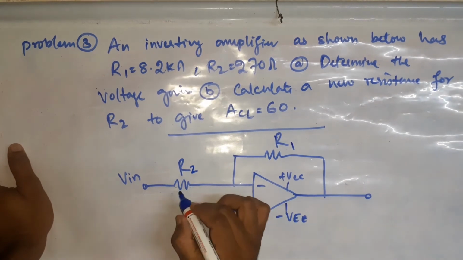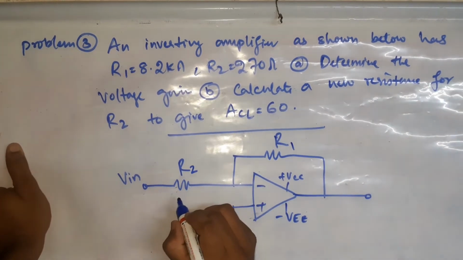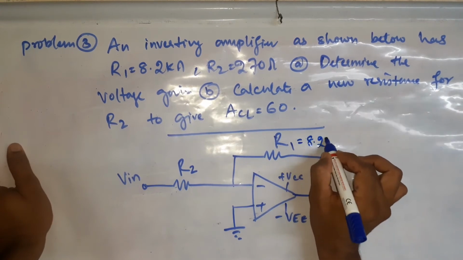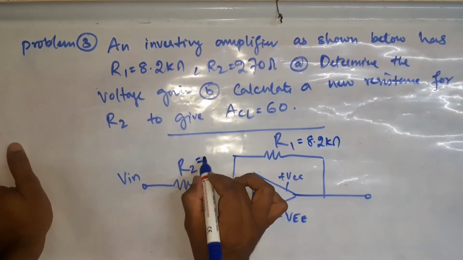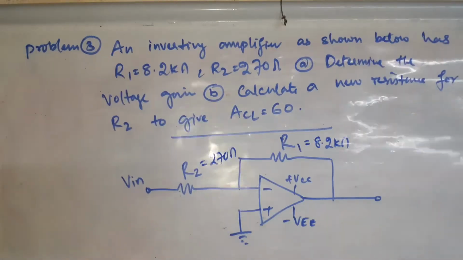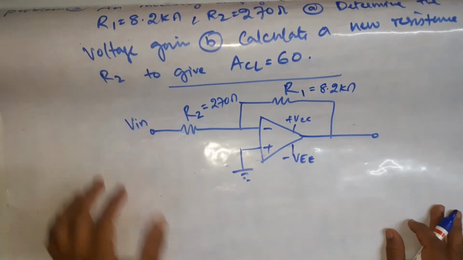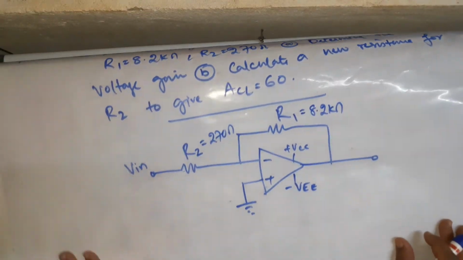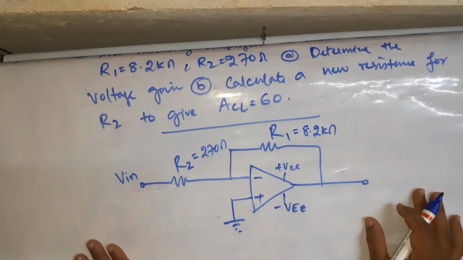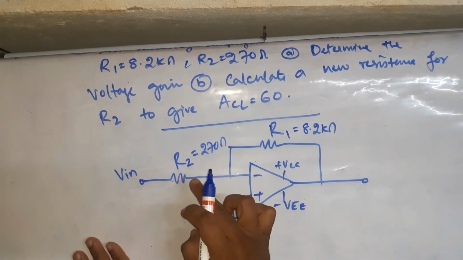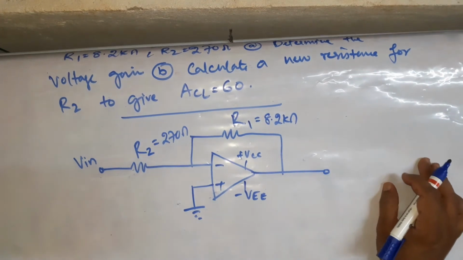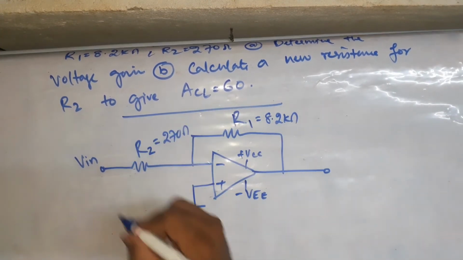Fine. Your R1 is 8.2 kilo ohm and R2 is 270 ohms. This is given to you, right? Now let us solve this. See, normally how we draw, RF comes here, R1 comes here, and here the notations are changed.